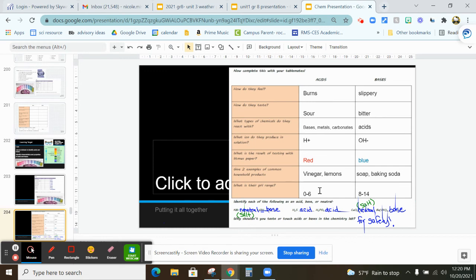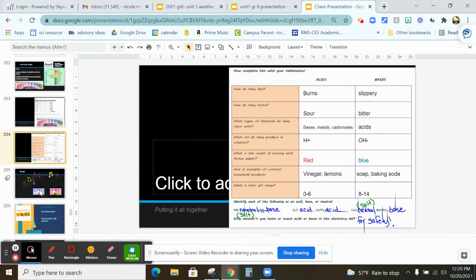The ones we were using today were pretty mild and not real strong acids or bases, but they can really harm you. So make sure we're always using safety as our number one priority when we're in the science lab.